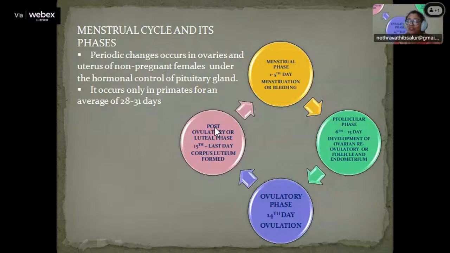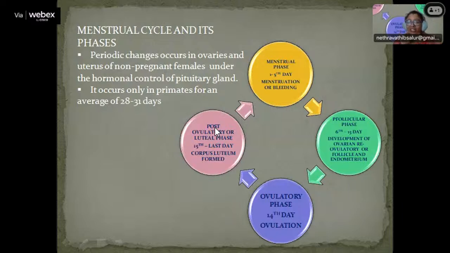Now, if you want to say it in one mark, what do you say? Periodic changes occur in the ovaries and uterus of non-pregnant females under the hormonal control of the pituitary gland. So this is what you have to say. Now, how many days can you see this menstrual cycle? The menstrual cycle occurs for about 28 to 31 days in a normal, healthy female.